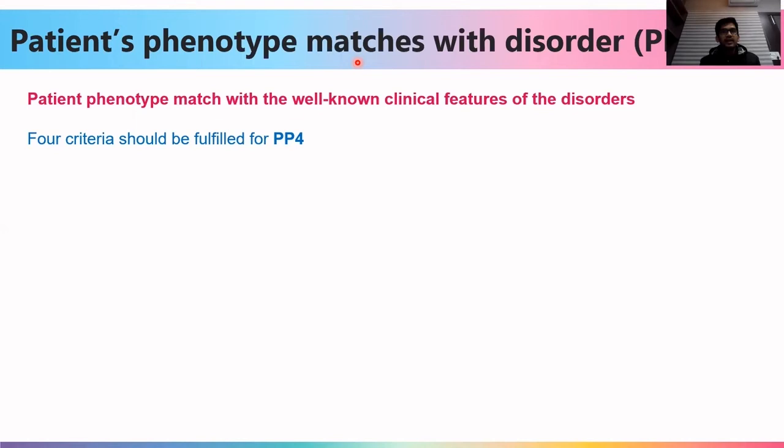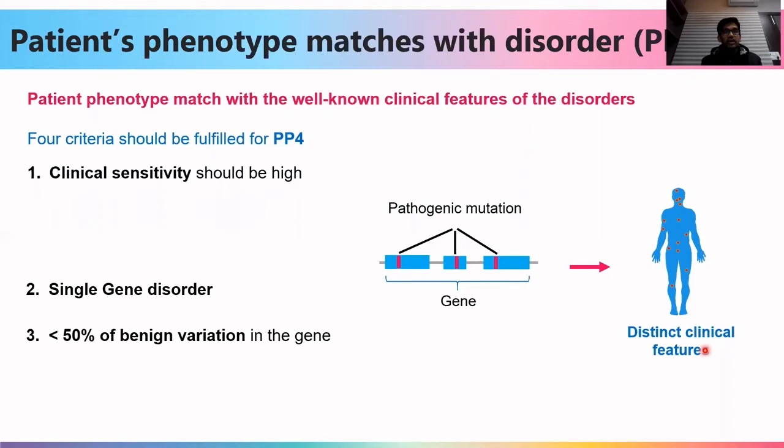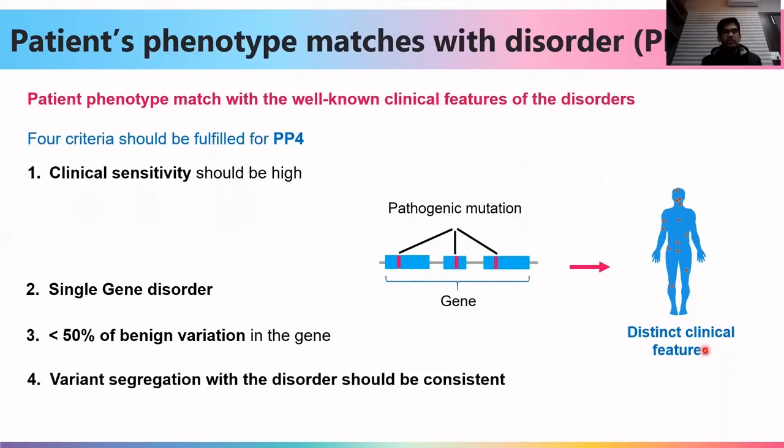There are four criteria that should be satisfied for the PP4 variant attribute. First, the clinical sensitivity should be very high. That means for the different pathogenic mutations within a gene, there should be distinct clinical features. Second, there should be a single gene disorder. And third, there should be very little benign variation within a gene, that is, less than 50% benign variation. And fourth, the variant segregation should be consistent with the disorder. These are the four criteria that should be satisfied for marking any variant as PP4.